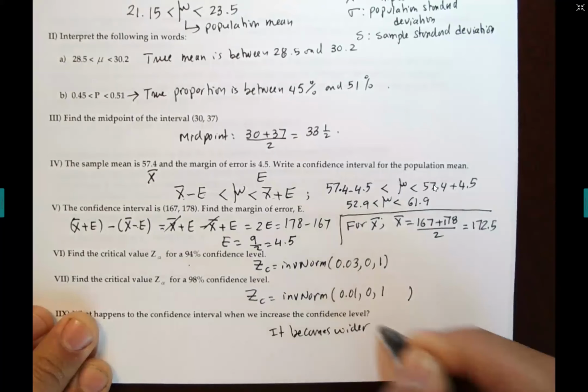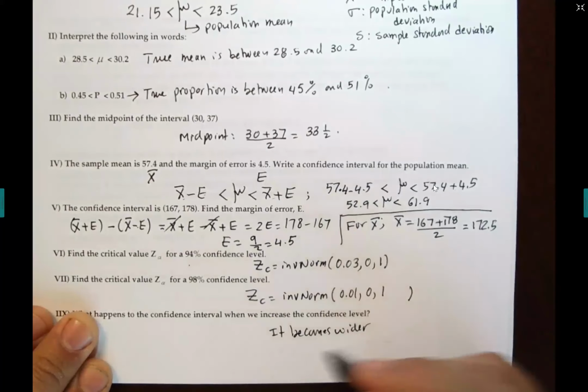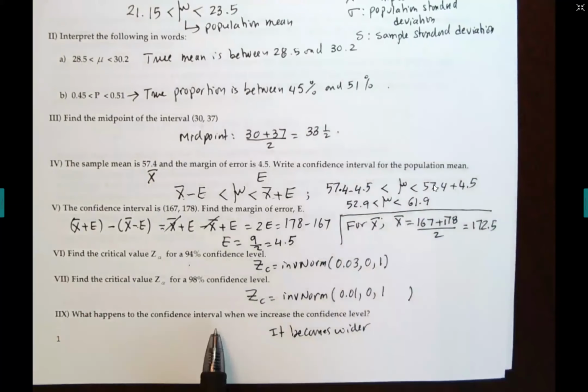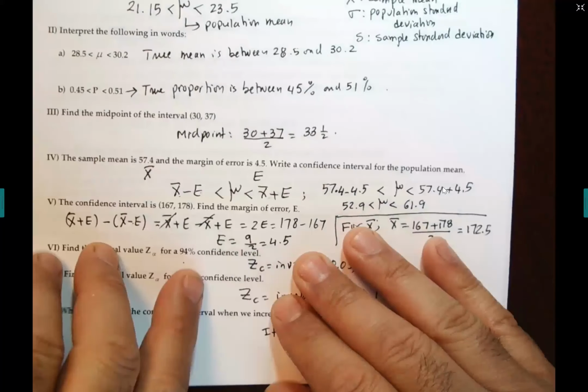That means the lower limit becomes smaller and the upper limit becomes larger. And if he asks you what happens to the confidence interval when we decrease the confidence level, the interval will become narrower. And you will see that, guys, when we use the calculator. You're going to see the 95% confidence interval is a lot wider than a 90% confidence interval. You will see that. Okay, so let's go to the next part.